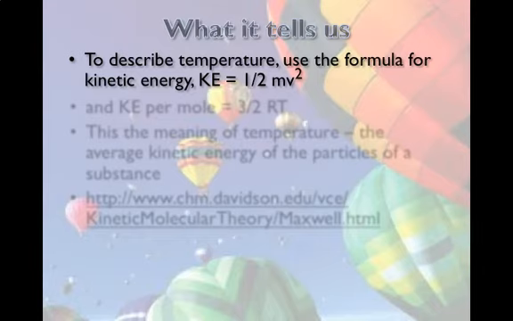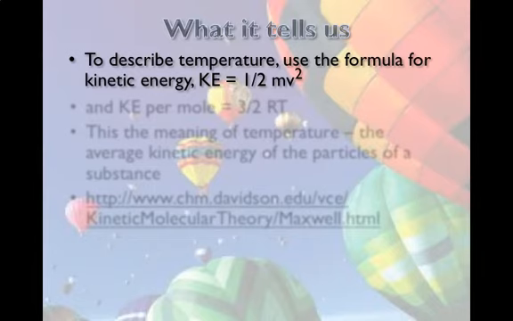And in order to describe temperature, we're going to use a little bit of a different type of formula. We're going to use K equals 1/2 times mass times velocity squared. And for those of you who have taken physics or physical science, you know that this is the equation for kinetic energy.